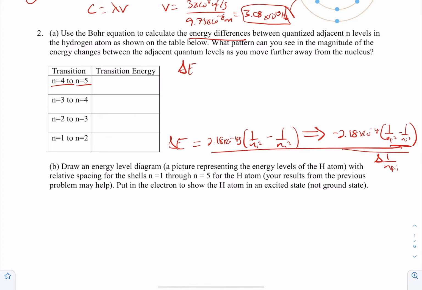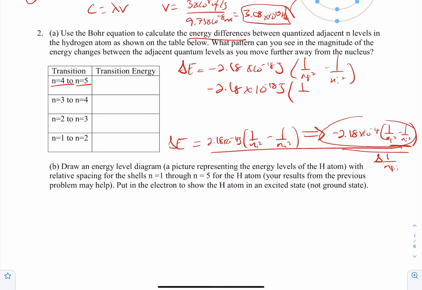So I'm going to say E is equal to, and let's use this one actually. So negative 2.18 times 10 to the negative 18th joules, times 1 over n final squared minus 1 over n initial squared. Now if I plug in the numbers here, I get 1 over what my final is, n equals 5. So I'm going to put 25, because that's 5 squared, 1 over 5 squared, right? And then minus 1 over 16, which is 1 over 4 squared, okay? Now, if you do that correctly, you should get about 4.9 times 10 to the negative 20th joules, okay?